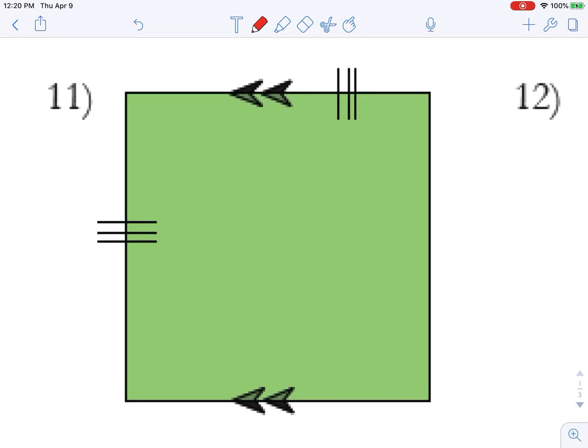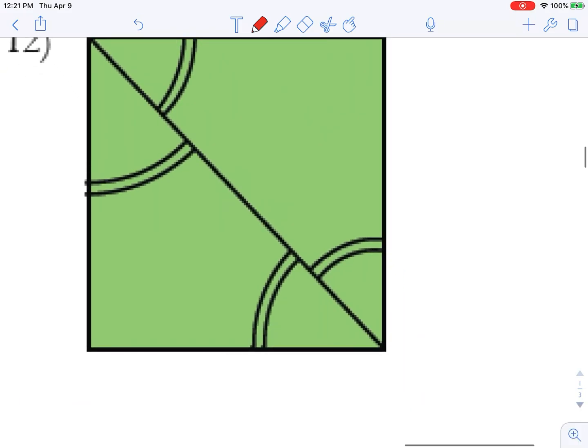11, we got one pair of parallel sides. We got 2 random sides equal. This is garbage, is really what this is. So this is a quadrilateral. There's nothing that we talked about.